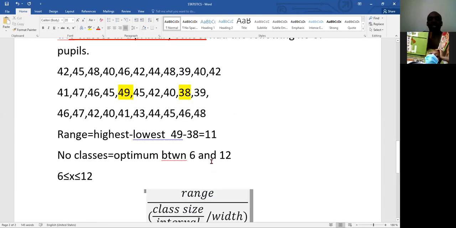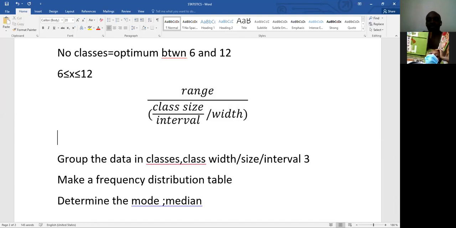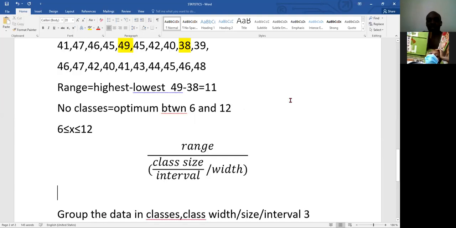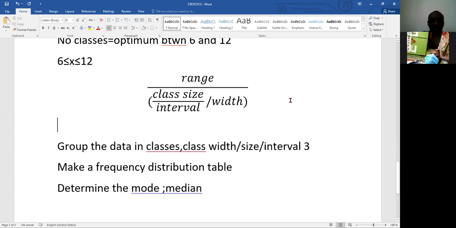Now I've said here let us use a class interval, a class width, a class size of 3. So what you're going to say is 11 divided by 3. I'm hoping you're not going to get an answer which is smaller than 6, which is not good. So we are going to have to change. Divided by 2 is what?